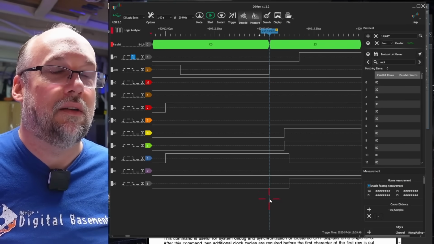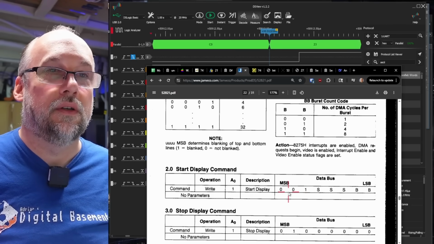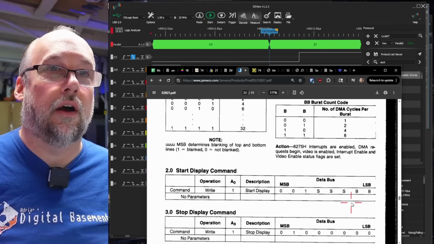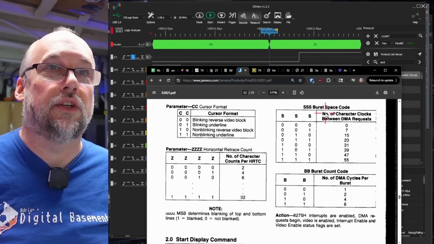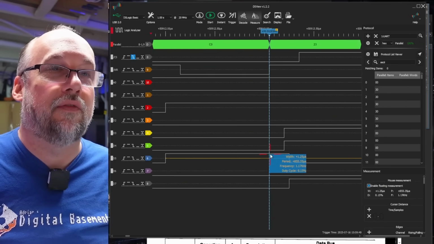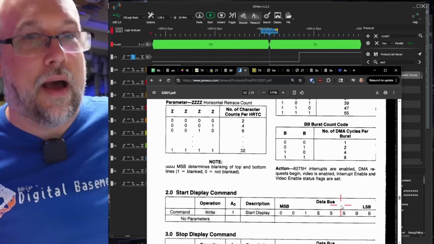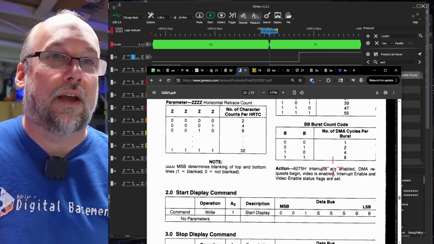Okay, so it's easy to figure out which command is by starting at the bottom here. 0, 0, 1, 0, 0, 0, 1, and then the rest of these are like these DMA things here, burst cycles and stuff like that. So 001, 001, so that's definitely enable display. And 001, I don't think it necessarily matters, right? I don't know what this DMA burst count stuff is.